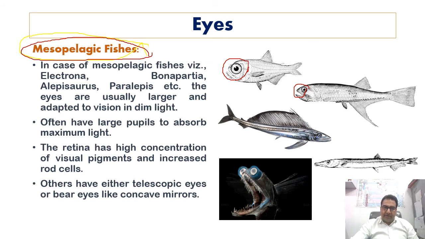Their retina has a high concentration of visual pigments as well, and increased rod cells to see in the dark environment. In certain cases, some of the fishes have what we call telescopic eyes, or bear concave mirrors, as in the case of Gigantura. This is a fish called Gigantura. It has tube-like eyes, so as to see in the dim light. The eyes of this fish, Gigantura chuni, are tube-like and are said to be telescopic, so as to enlarge the field of vision.